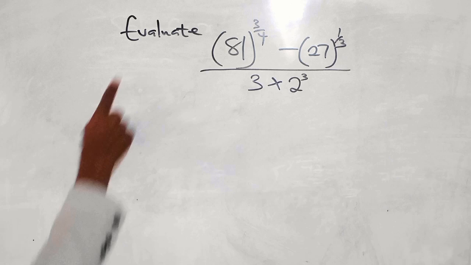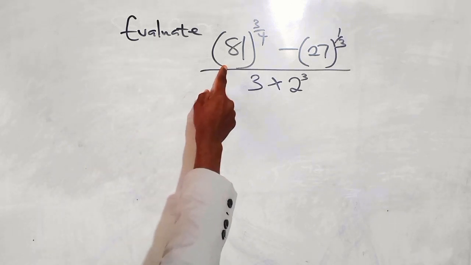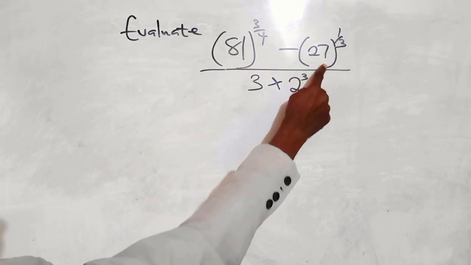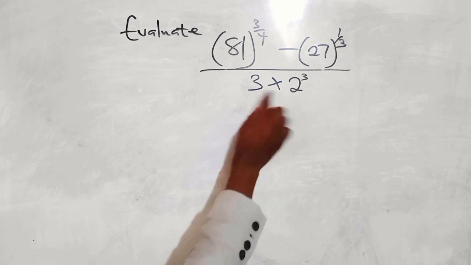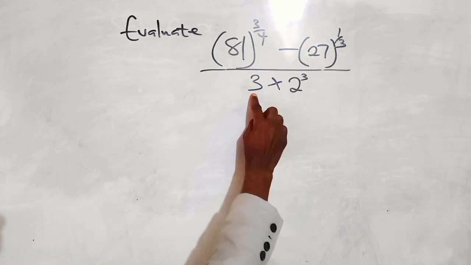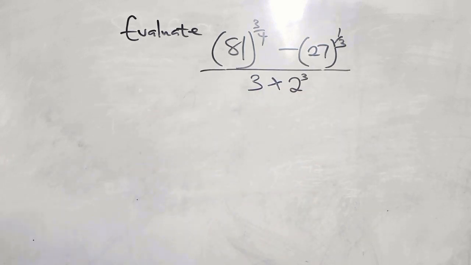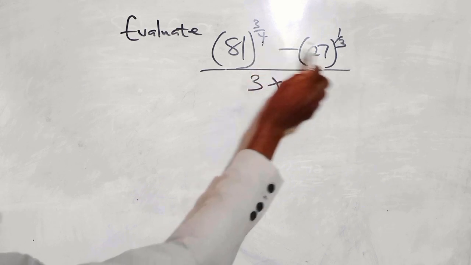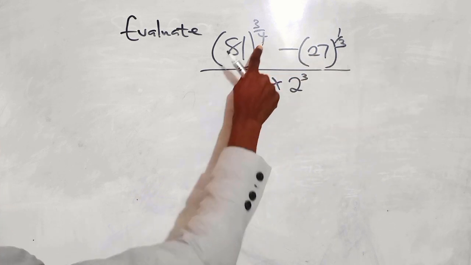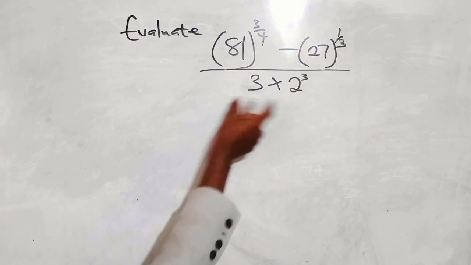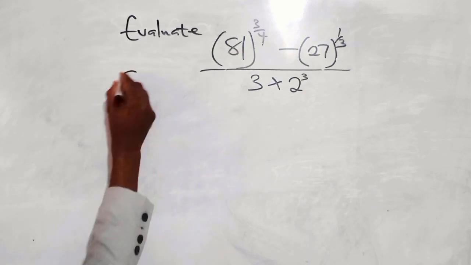The question says evaluate 81 raised to the power 3 over 4 minus 27 raised to the power 1 over 3, everything divided by 3 times 2 raised to the power 3. When we look at this, we can see a rational exponent, a rational power. So how do we resolve this? Solution.